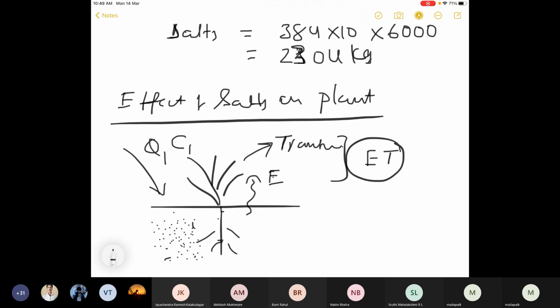Okay, you have to remember one thing. Definitely that's going to affect the water uptake. So whether it will improve the water uptake or decrease the water uptake. Anyone?